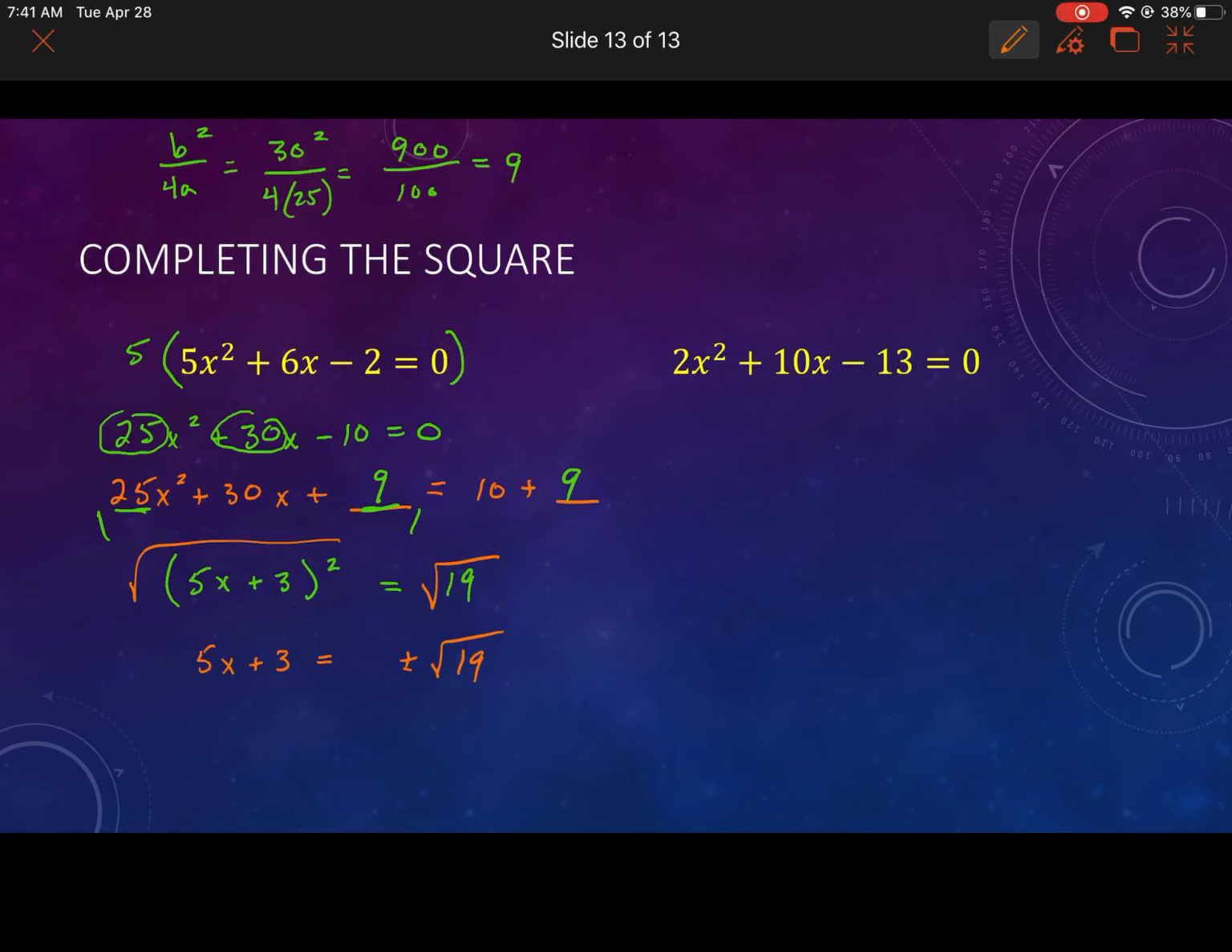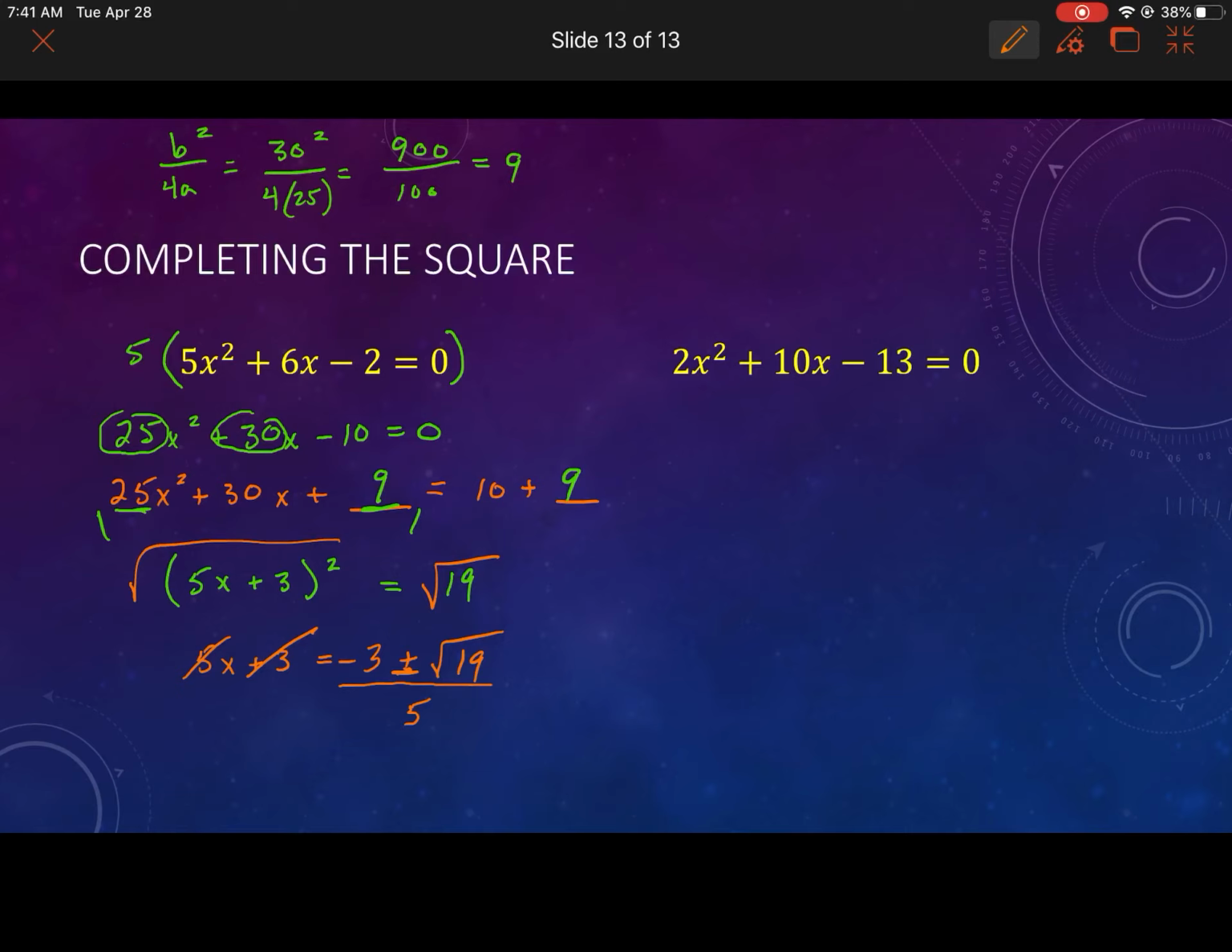But I am going to subtract 3 and then divide everything by 5. That way my x is by itself. So x is equal to negative 3 plus or minus the square root of 19. Don't forget the minus sign like I did. Plus or minus the square root of 19, divided by 5.